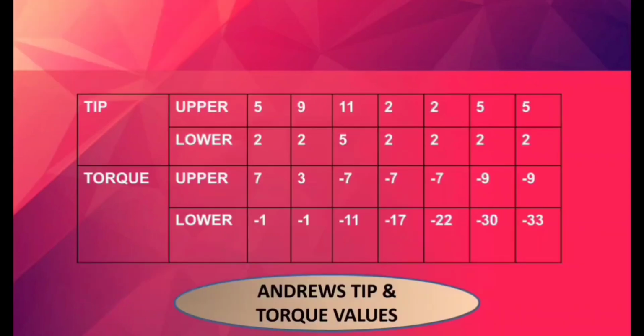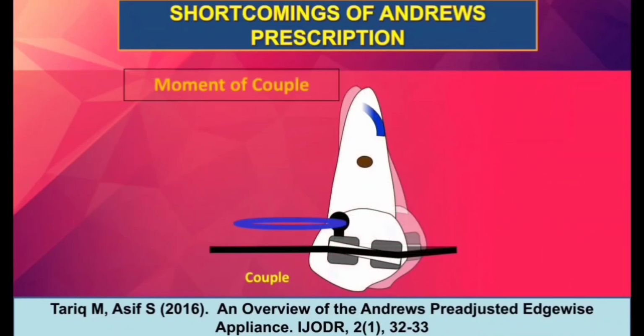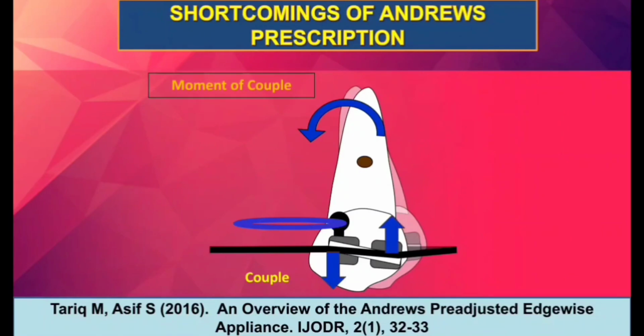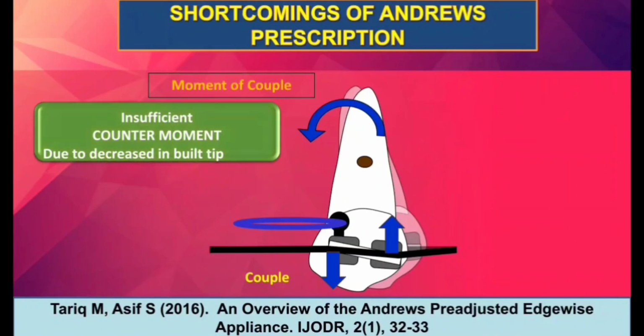And now coming to the brief explanation of Andrews prescription, these are the tip and torque values of Andrews. And what are the shortcomings of Andrews prescription? Normally, for torque expression, moment of couple should be greater than moment of force. But when Dr. Andrews was closing spaces with high elastic forces, the counter moment generated was not sufficient to produce root movement into the extraction spaces due to insufficient tip.